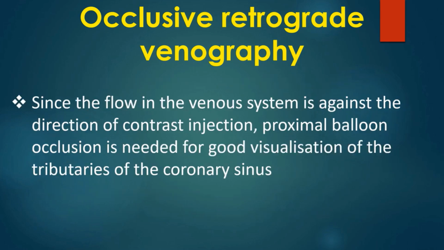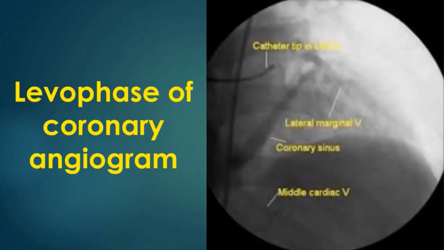Since the flow in the venous system is against the direction of contrast injection, proximal balloon occlusion is needed for good visualization of the tributaries of the coronary sinus. The tributaries seen here are the middle cardiac vein and the lateral marginal vein.